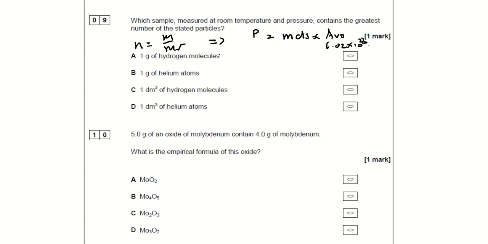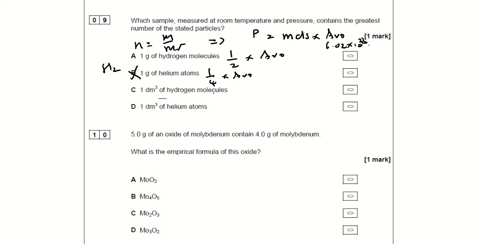We had 1 gram of hydrogen molecules, so that's 1 divided by 2, since hydrogen molecules are H2, times Avogadro's number. Then 1 gram of helium atoms, that's 1 divided by 4, so that's a quarter multiplied by Avogadro's number. Now, this is going to be less than that. A quarter of Avogadro is less than a half. So I would get rid of that.